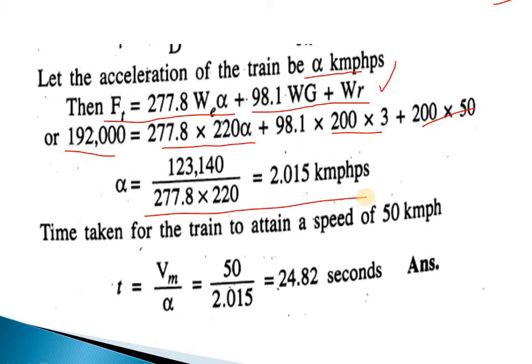Now again we can calculate the time for the train to attain the speed of 50 km per hour, that is Vm by alpha. The speed is given as 50 and alpha we have calculated, so the time is 24.82 seconds. In this way we can calculate those values just by putting in the mathematical equations and the values given in the problem.